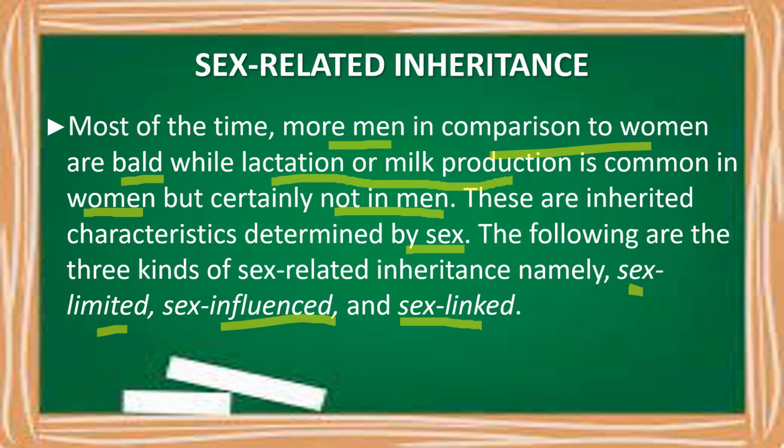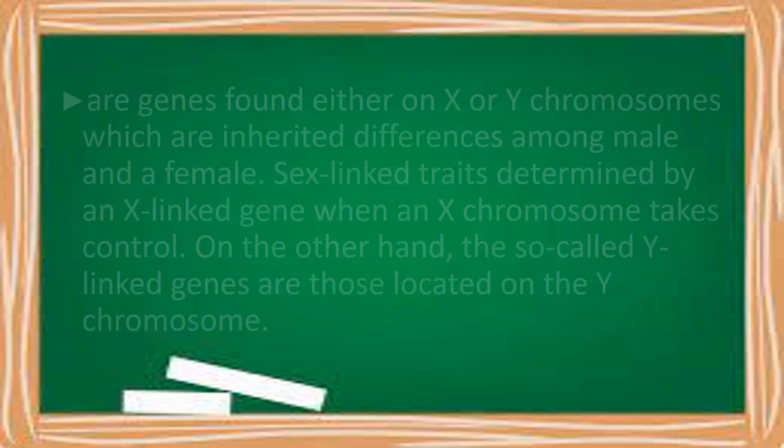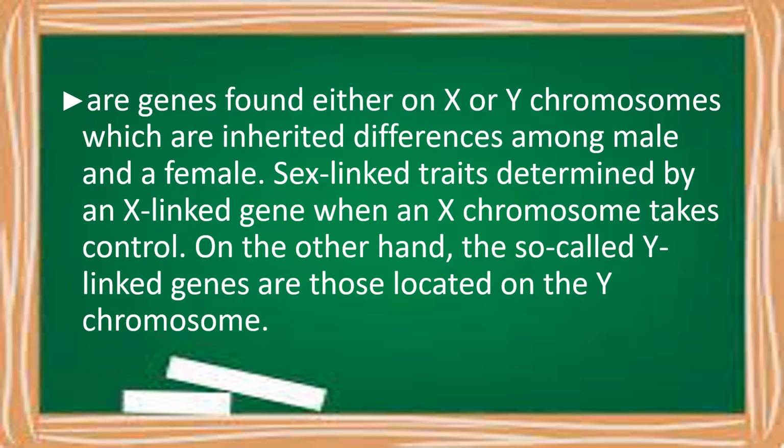Number 1. Sex-linked genes are genes found either on the X or Y chromosomes, which are inherited differently among males and females. Sex-linked traits are determined by an X-linked gene when an X chromosome takes control. On the other hand, the so-called Y-linked genes are those located on the Y chromosome.